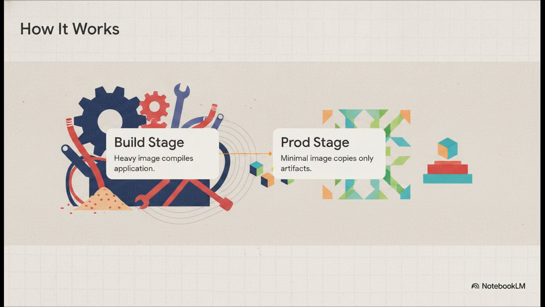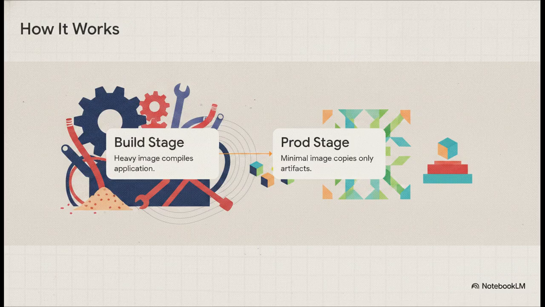And this brilliantly illustrates exactly how the process works in two simple steps. Step 1 is the build stage. Here, you intentionally use a heavy image, like Node 18 or Golang latest, which has all the compilers, caches, and tools needed to build your application binaries and dependencies.